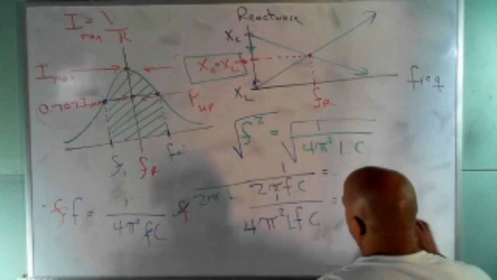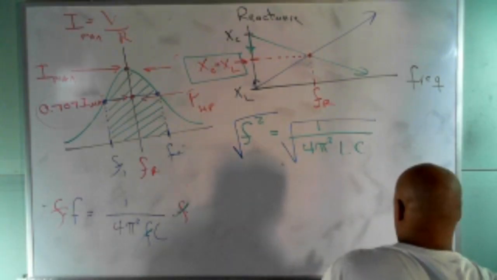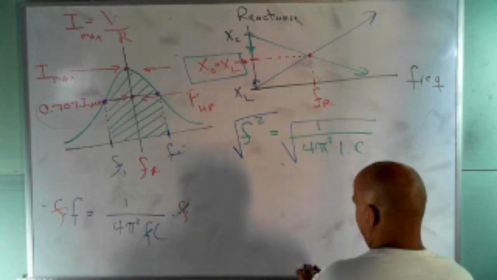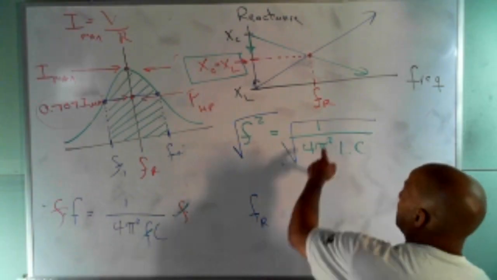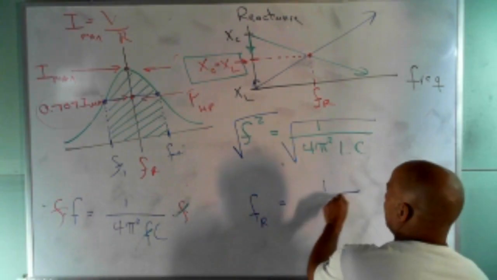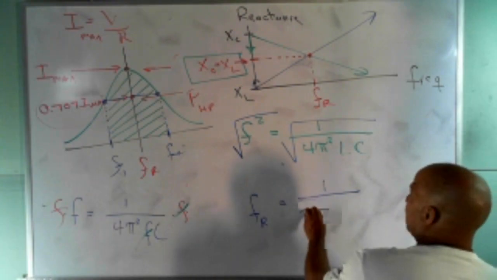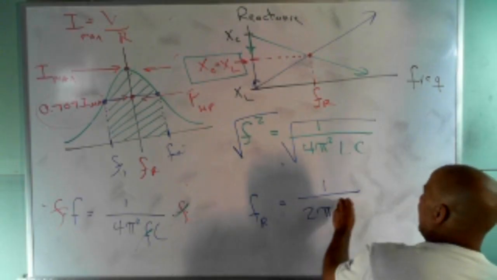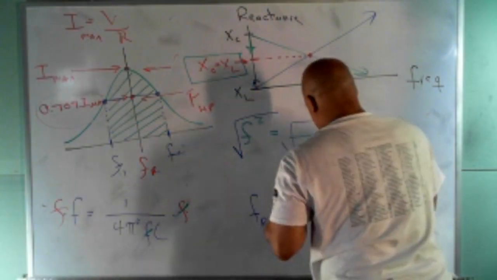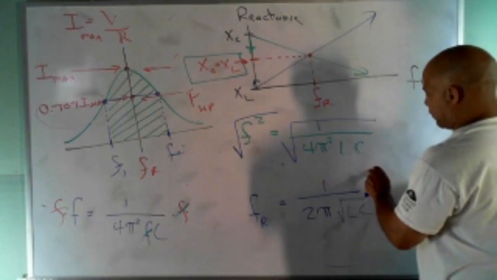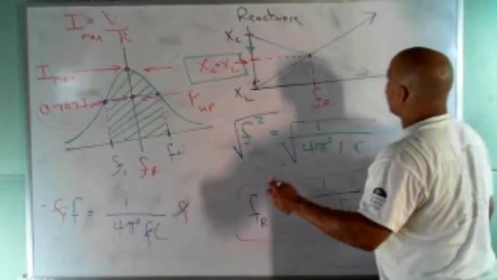And if I do that, the square root of F squared is just F. That's FR, the resonant frequency. The square root of 1 is just 1. The square root of 4 is 2. The square root of pi squared is pi. And the square root of LC, well, I can't do that, so I got to keep the radical sign there. So now I have a formula that I can actually use to calculate the resonant frequency. You give me that circuit again that I erased.